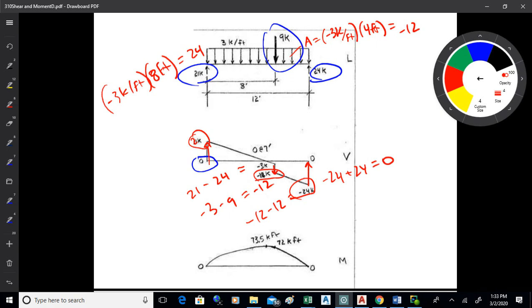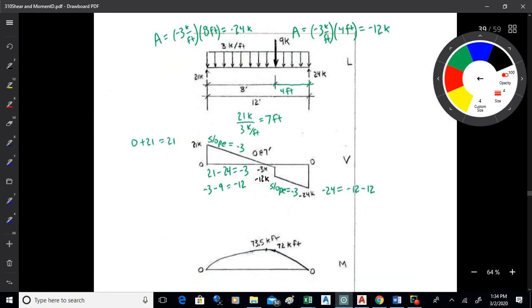All right. So there you go, there are the numbers. Got any questions on that one so far? Get to that shear diagram.